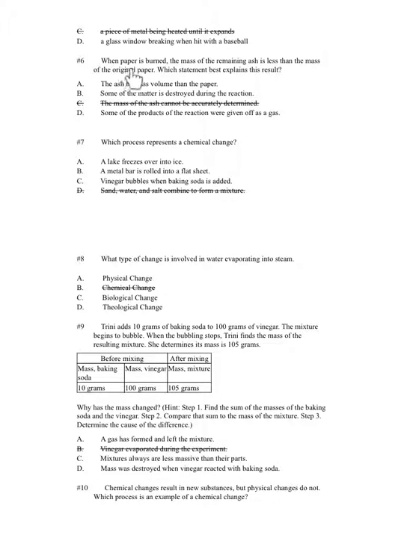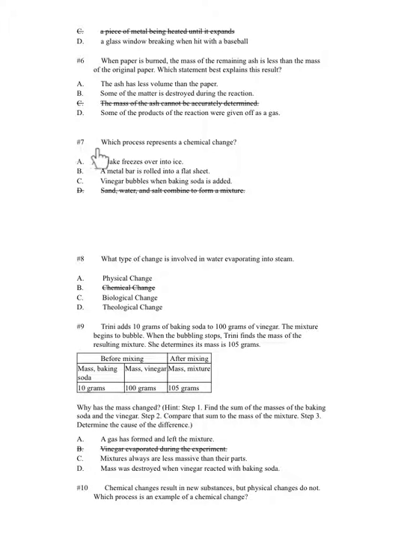Number 6. When a paper is burned, the mass of the remaining ash is less than the mass of the original paper. Which statement best explains this result? A. The ash has less volume than the paper. B. Some of the matter is destroyed during the reaction. C. The mass of the ash cannot be accurately determined. D. Some of the products of the reaction were given off as a gas.